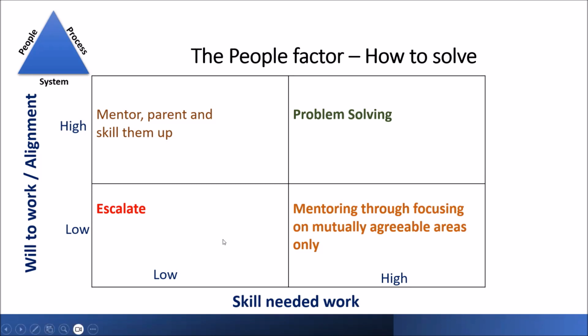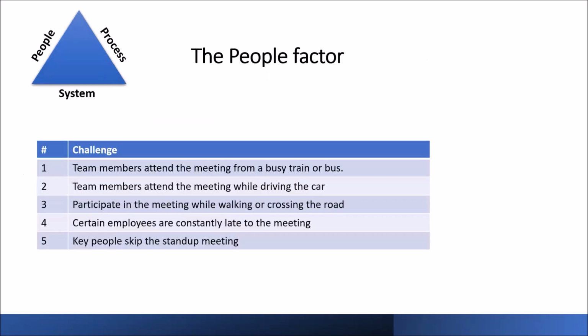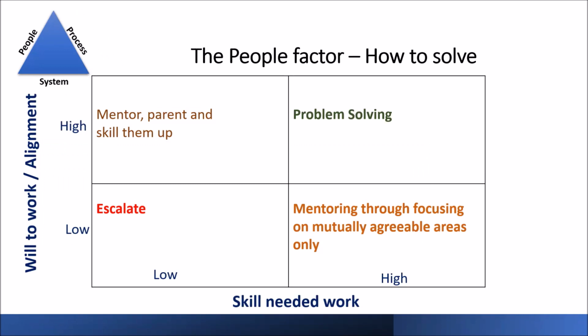And the last one, that is, the skill needed to work is low and the will needed to work is low, and then we have to escalate to the people's reporting managers, right? So they can take necessary action. They provide feedback and they take next steps accordingly. So to resolve the factors that are coming from people, we need to put them under 4 quadrants. The problem solving quadrant, and the mentor, parent, and skill them up quadrant, the top 2 quadrants here, right? In these areas, it is easy to bring change.